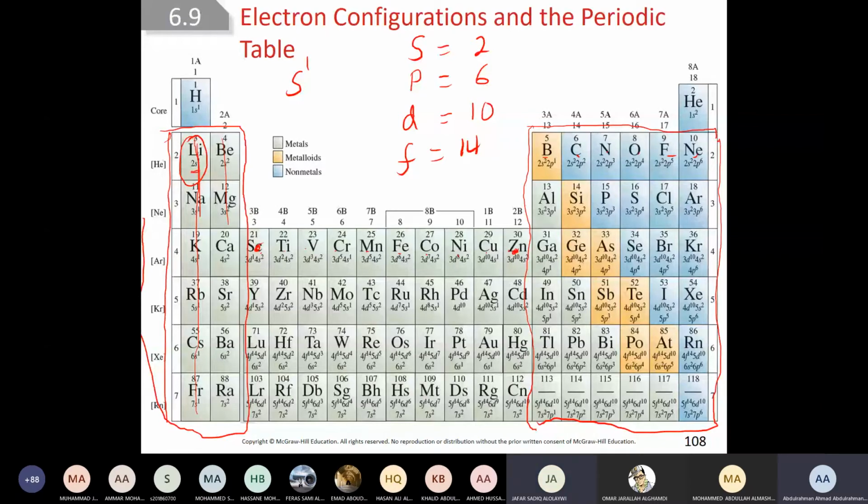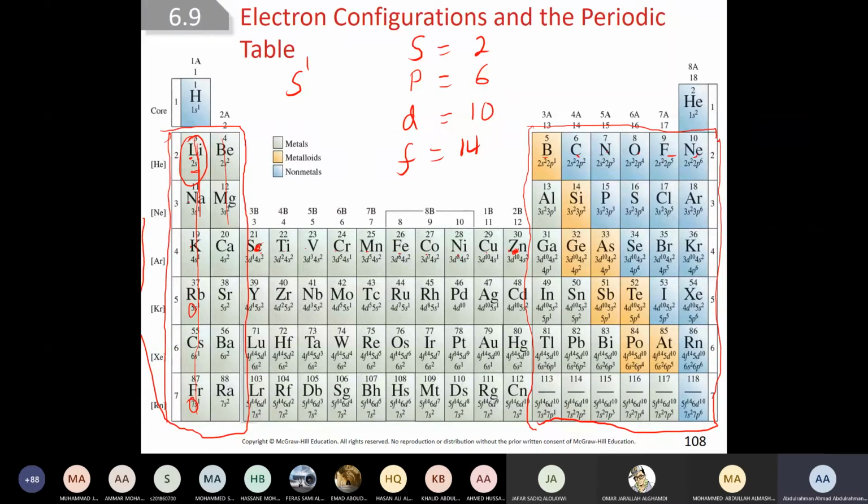Exactly. For potassium, 4s1. For rubidium, 5s1. So you can tell what the structure will be. If I want to count, this is 2, 3, 4, this is 5, and then I can tell what the last orbital will be for francium.